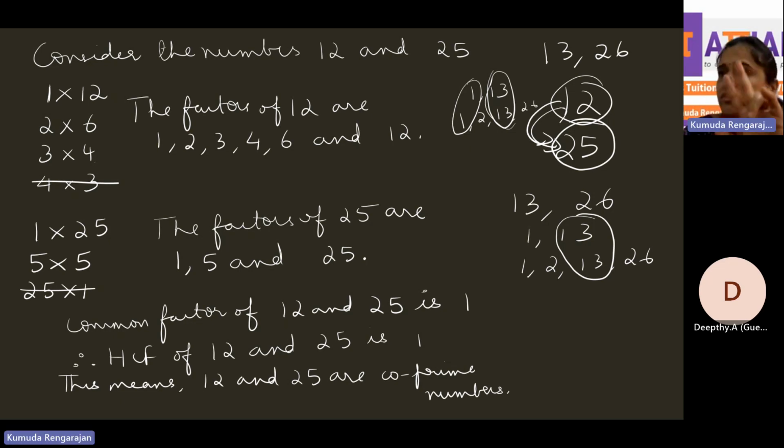If both the numbers are prime numbers, then they will be co-prime. But if it's a combination of a prime number and a composite number, or two composite numbers, they may or may not be co-prime. When are they always co-prime? Prime and prime combination, they're always co-prime. Any other combination, they may be, they may not be.